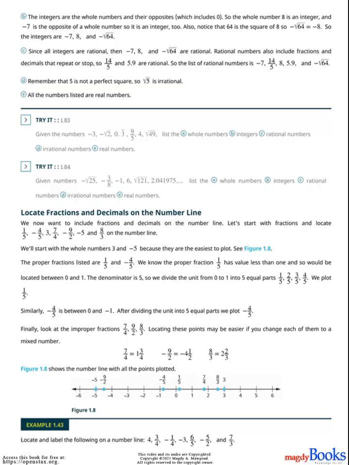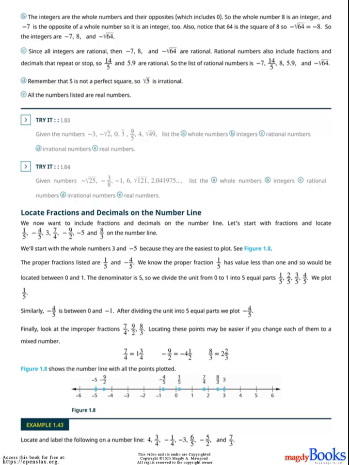Try it 1.83. Given the numbers -3, negative square root of 2, 0.3 repeating, 9/5, 4, square root of 49. List the A. Whole numbers. B. Integers. C. Rational numbers. D. Irrational numbers. E. Real numbers.